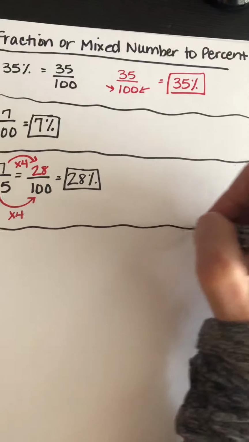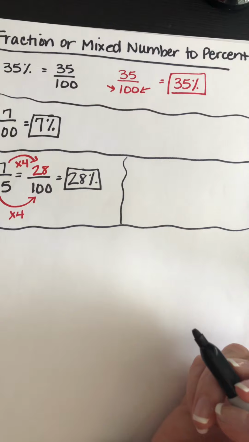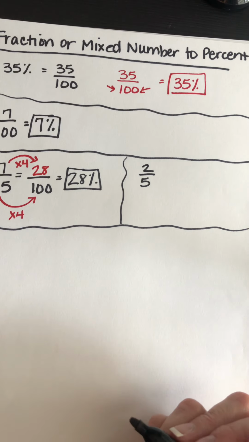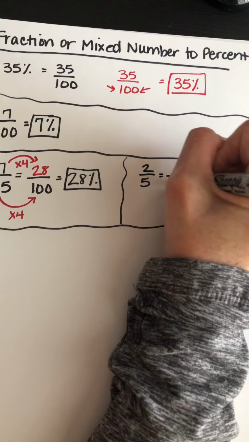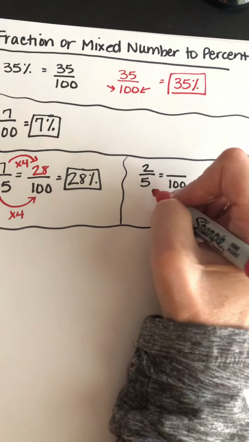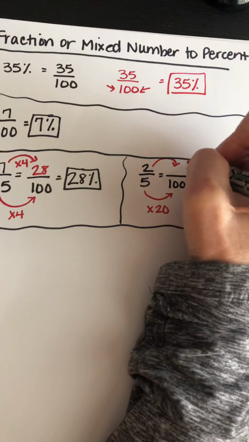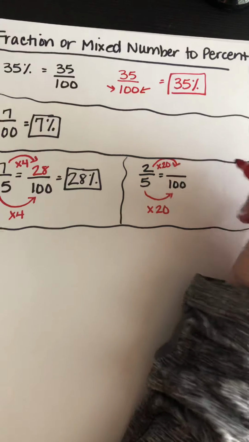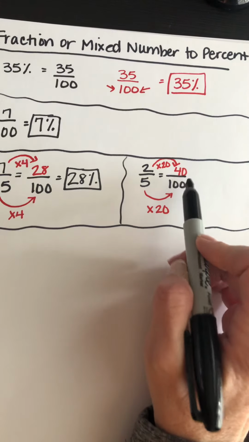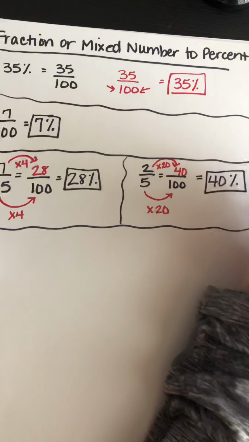Let's try another one. So I had the fraction 2/5, and I want to know what percent is 2/5. Well, again, set my denominator to 100. How do I get to 100? Well, 5 times 20 is 100. So then I do the same thing on top. 2 times 20 equals 40. So now I take the fraction 40 over 100, take the 40 off of the 100, and just put a percent sign on it.